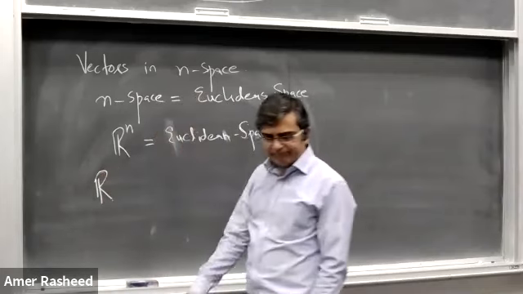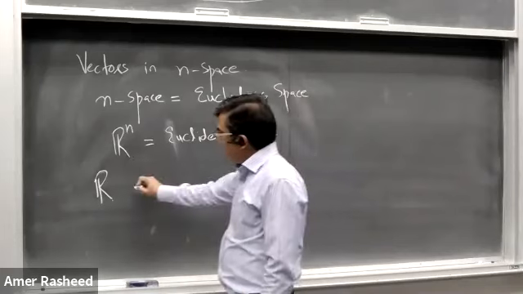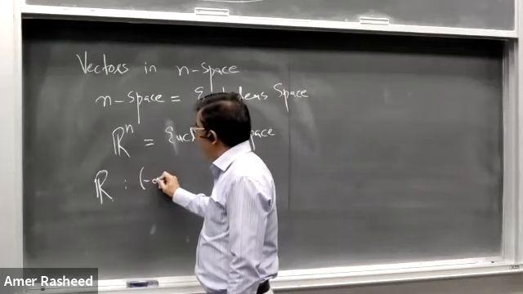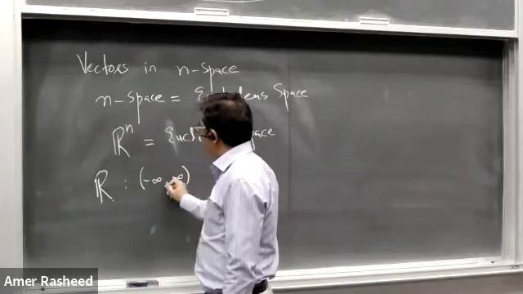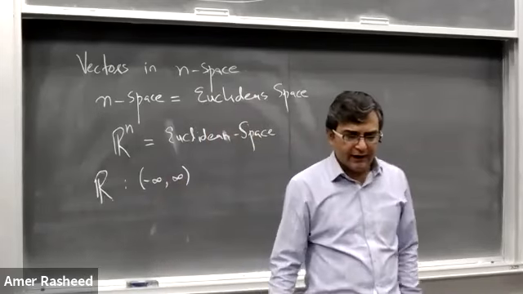R. Real line is what? It is nothing but negative infinity to plus infinity open interval. It contains all the real numbers. Okay.